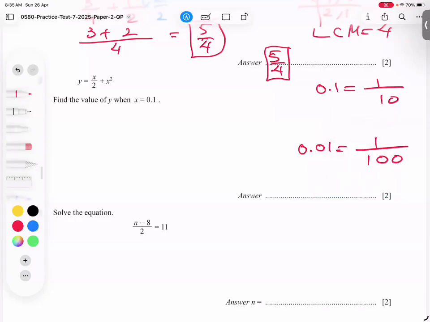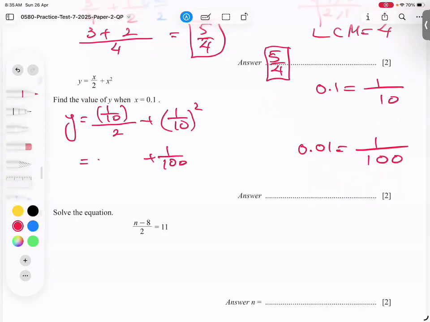And now I'm going to finalize it. The same story, I'm going to plug it in here and here. So y is equal to 1 by 10 over 2, and 1 by 10 to the power 2. So this naturally becomes 1 over 100, no problem at all. But here is the interesting part: the 1 will flip down and the 10 will go down. It means 1 over 20.